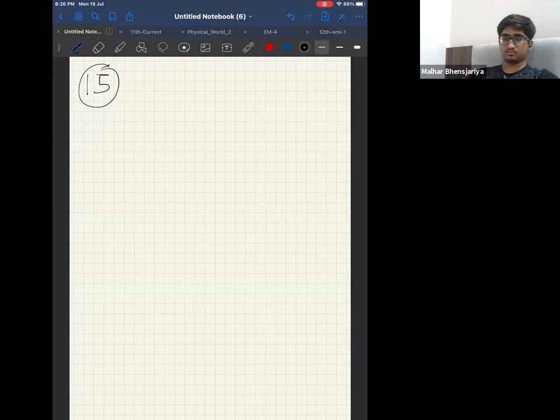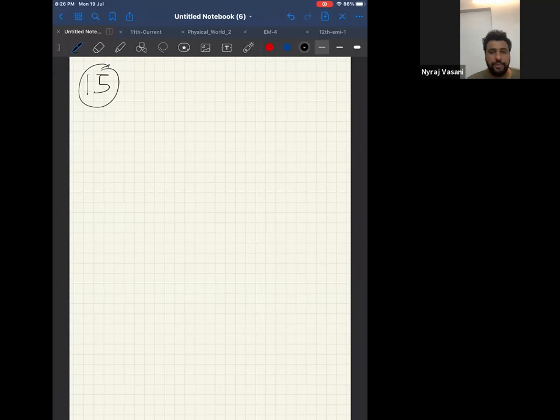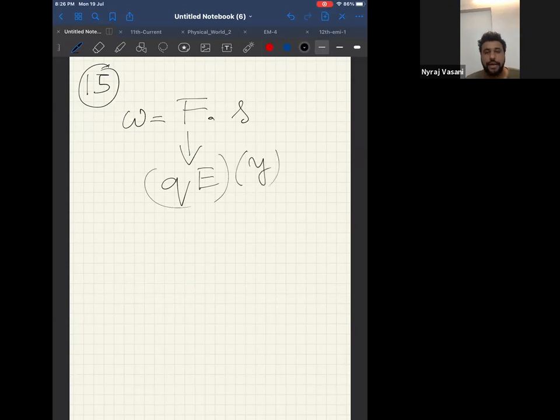Okay, 15th question. A particle of mass m is placed at rest in a uniform electric field E and then released. The kinetic energy attained by the particle. Kinetic energy means work done. Work done is force into displacement. Force is QE and displacement is the distance y, as they have said in the question itself. Therefore, answer is QEy. That's it, as simple as that. Therefore, answer will be C.